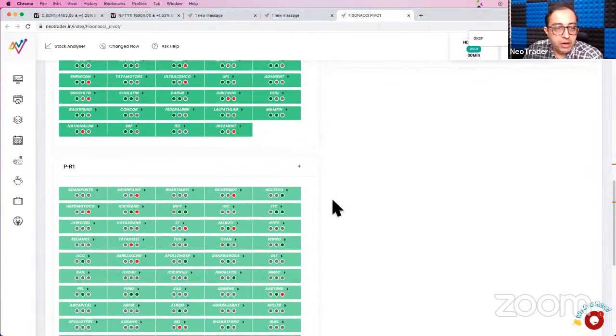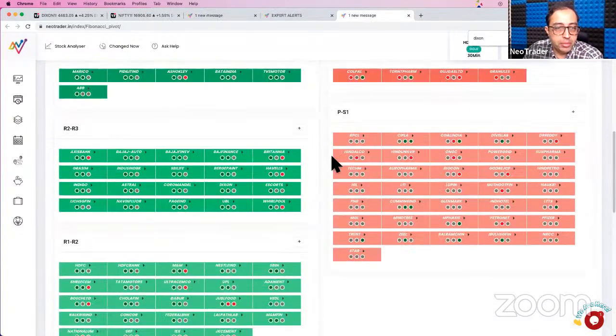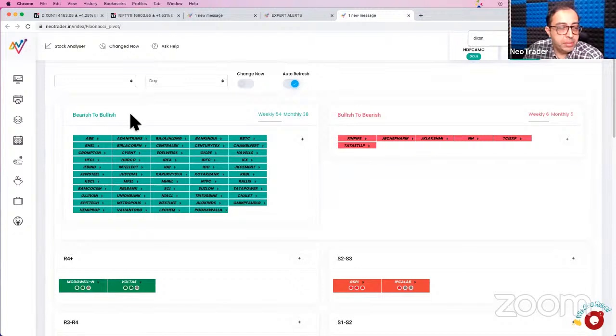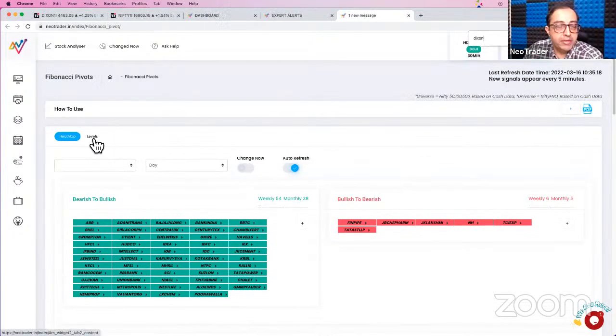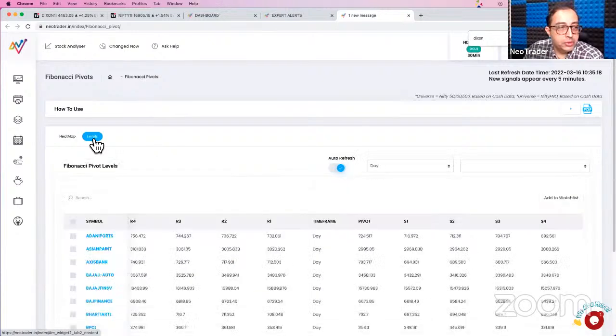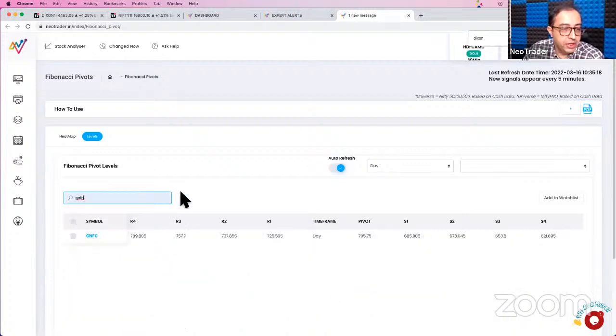Now, from here also you can get levels. For example, if you go to the top, you have a very specific place on the Fibonacci page, which is called levels. So now suppose you are having a particular stock, say for example, let me type a stock here, GNFC. Now you want to know about GNFC.